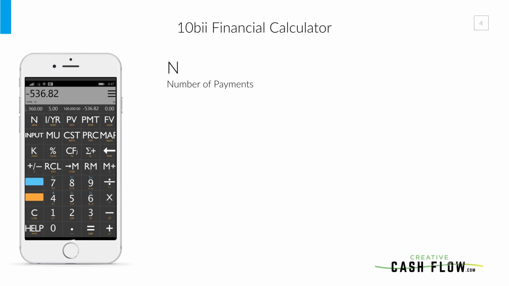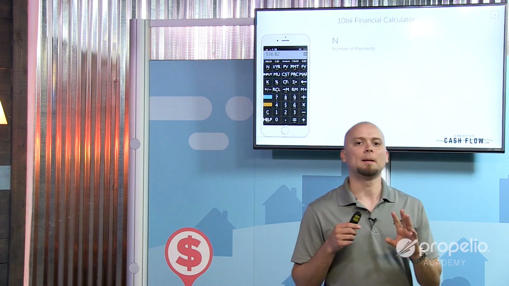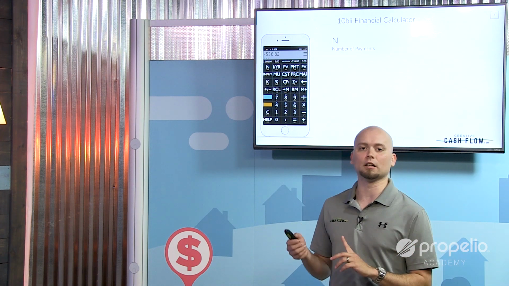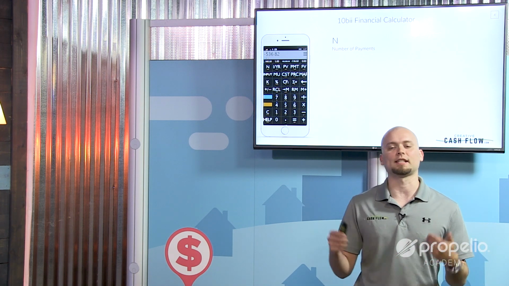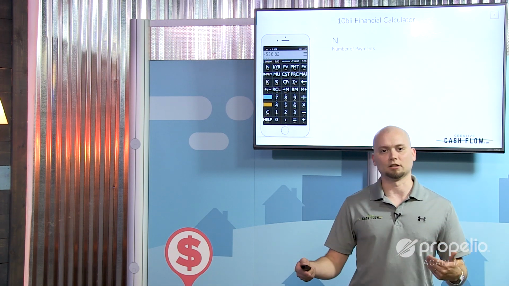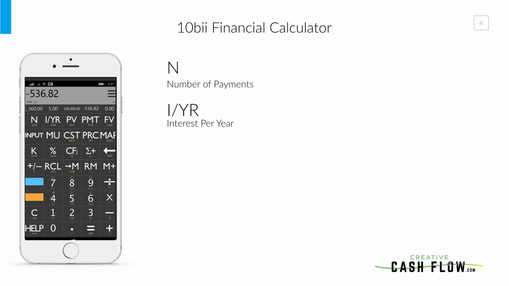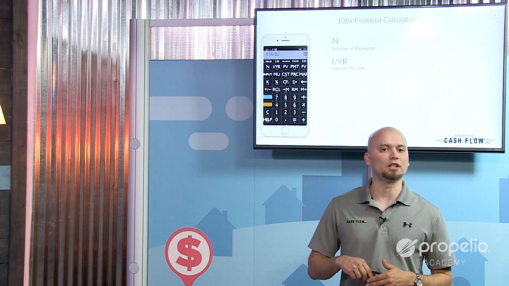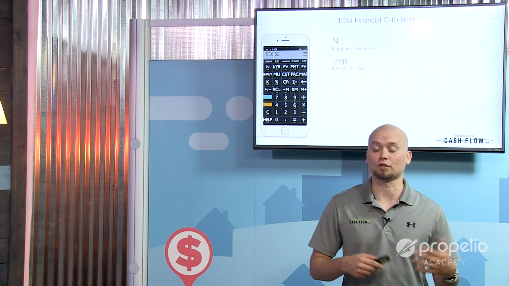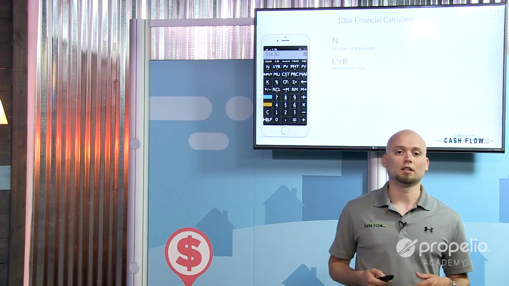But N stands for number of payments. It does not mean that you're going to put 30 in there if it's a 30-year note. It means you're going to put 360 in there because there are 360 months in 30 years, okay? The next one is I/YR, that is interest per year. Just as simple as that. One of the reasons I like the 10b2 is that you can just type in whatever the actual interest rate is. If you're charging 6.5, 6.5 goes in there.